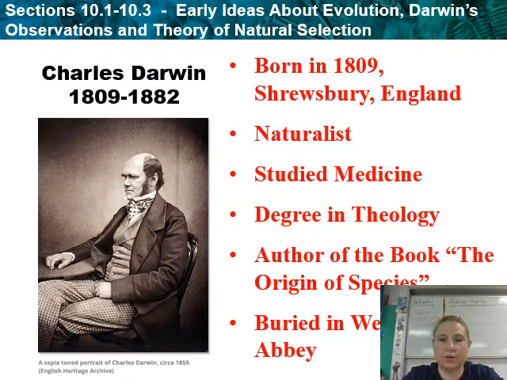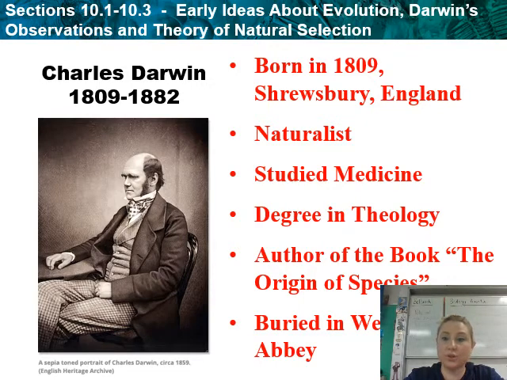So who was Charles Darwin? Well, Charles Darwin was a naturalist, which means he studied the natural environment. He was born in 1809 in England. He studied medicine, and he also had a degree in theology, which is the study of religion. He is very, very famous for coming up with the theory of natural selection and evolution. And we'll talk about those in a few minutes. He actually wrote a book about it called The Origin of Species.